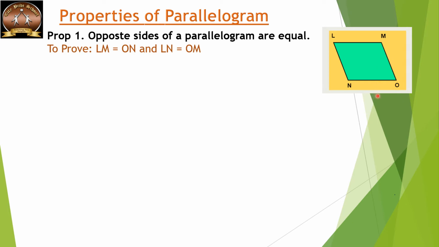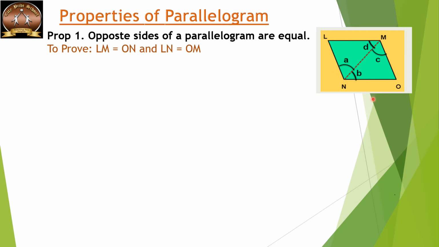Now to do this, we are going to divide the given quadrilateral into two triangles using a diagonal NM. So we are having two triangles over here, and we need to show that LM is equal to NO and LN is equal to OM. You guessed it right. We are going to show that these two triangles are congruent to each other. If these two triangles are congruent, then their 6 elements, that is 3 sides and 3 angles, become equal to each other. So LM will be equal to ON and LN will be equal to MO.